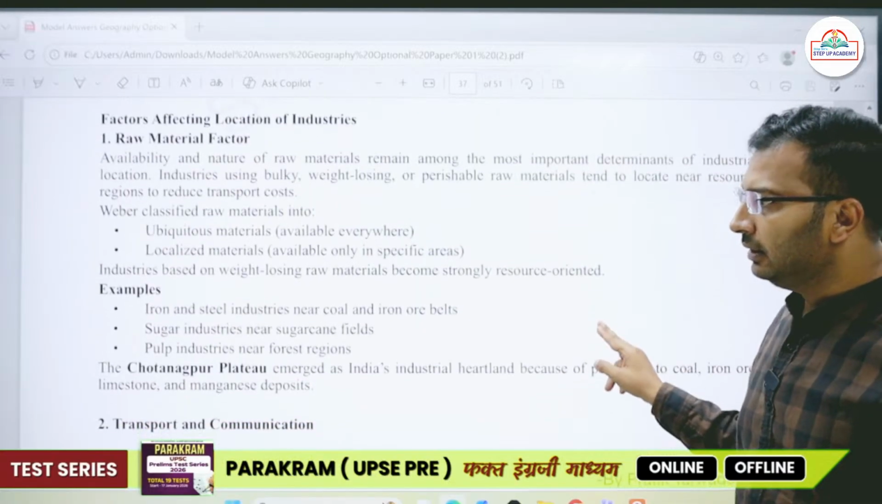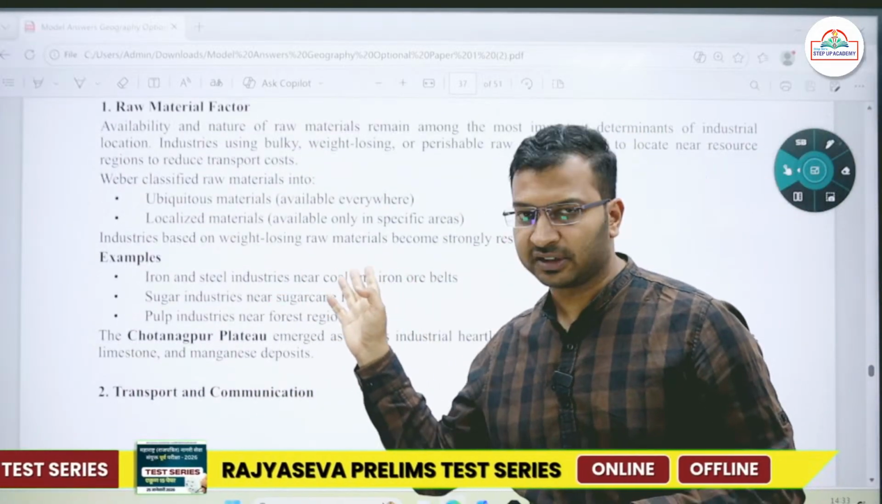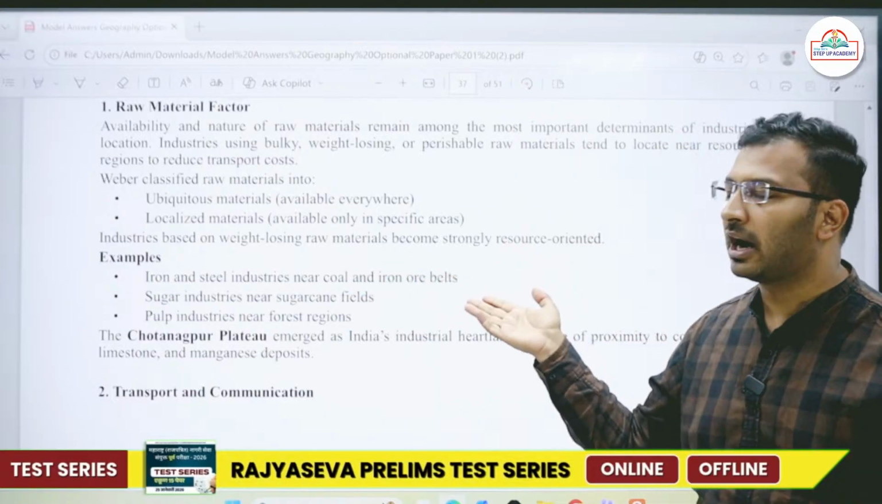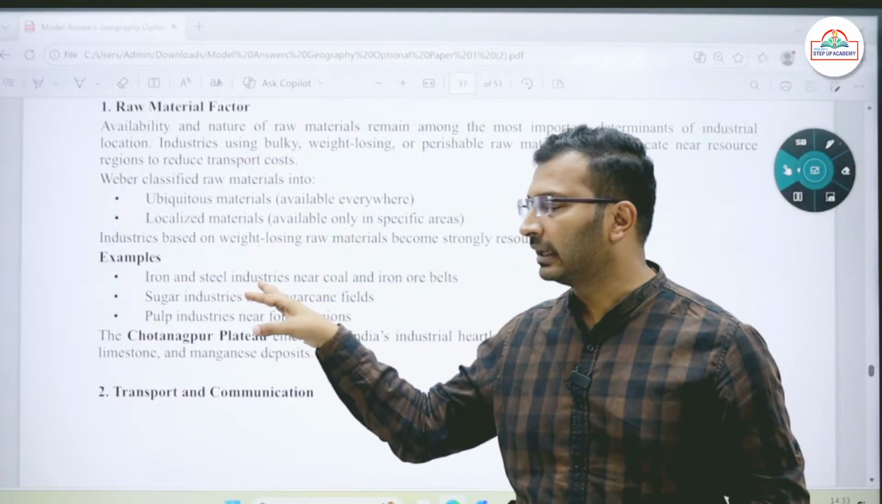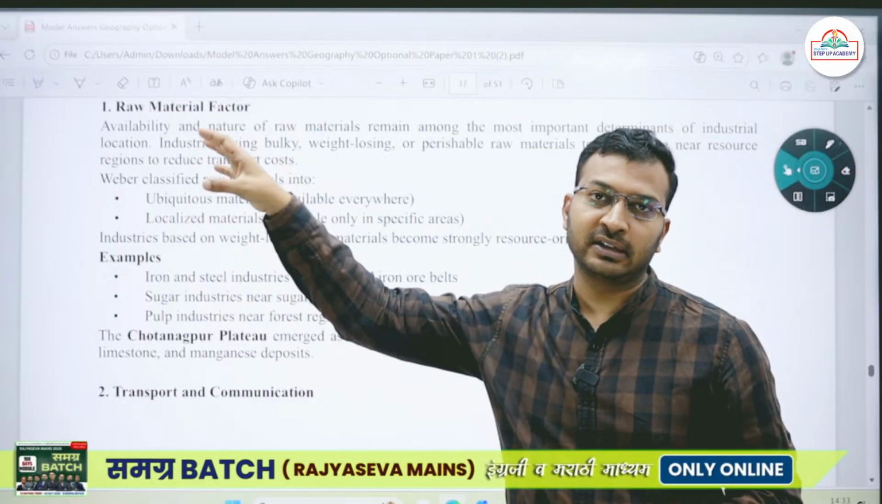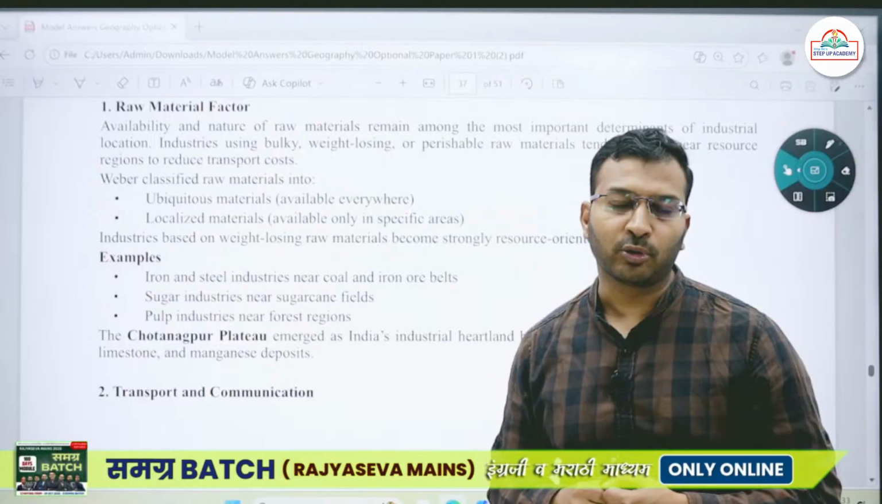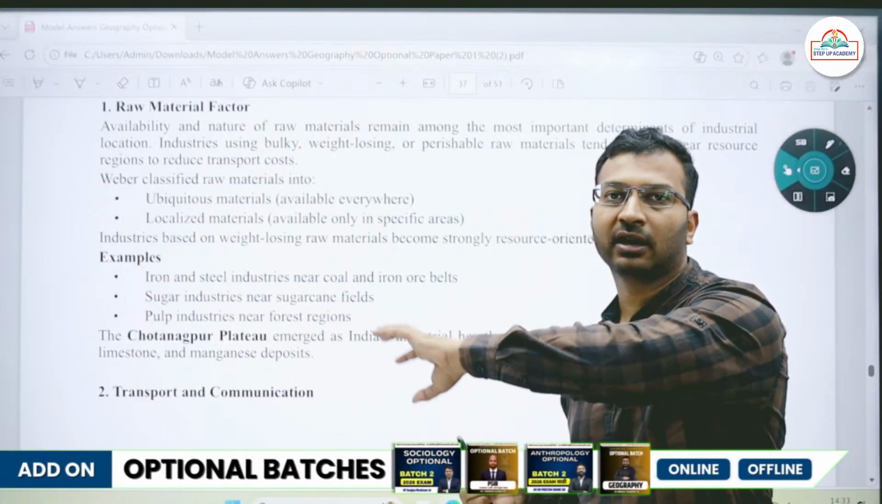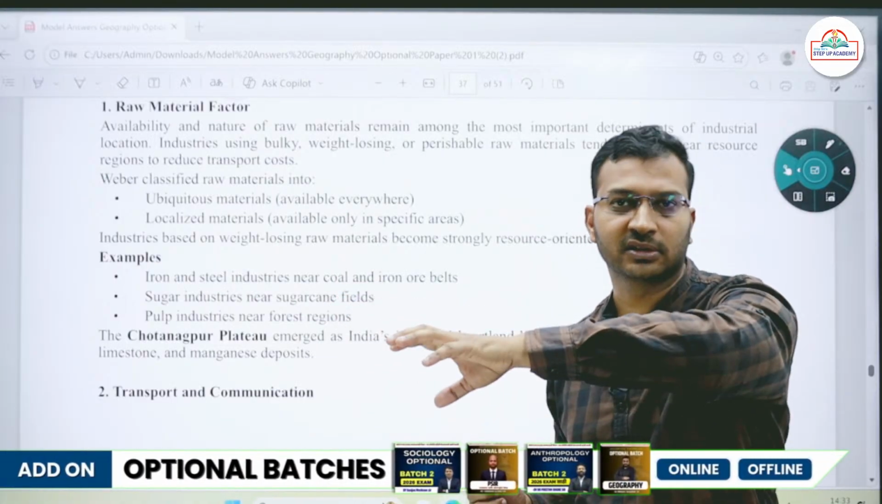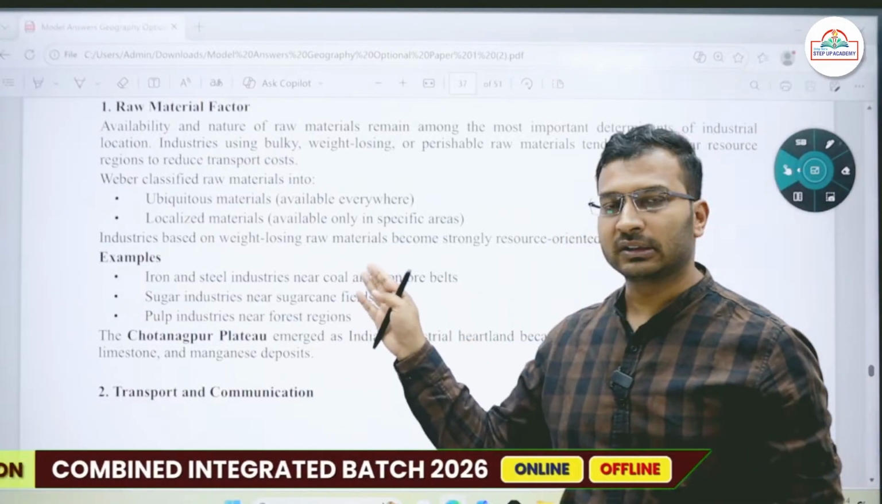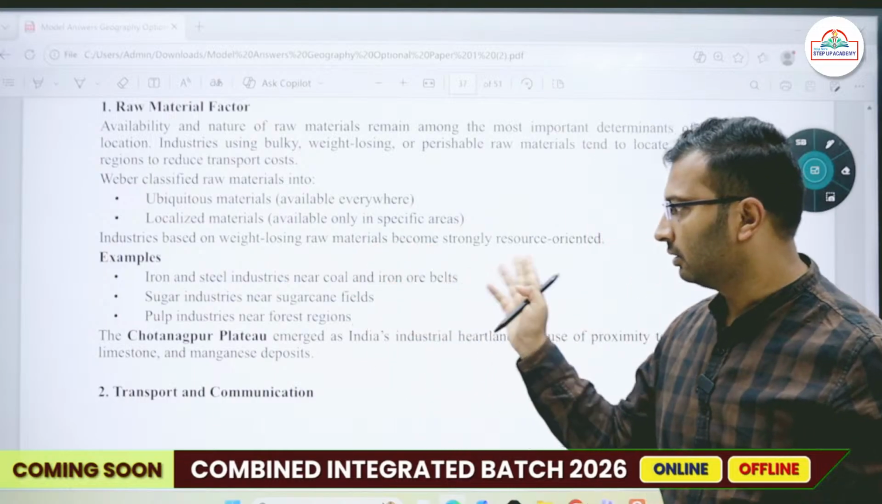Then iron and steel industries require bulky raw material, they require coal and iron ore. So most of the iron and steel industries are located where these raw materials are present. For example, in India, most of the iron and steel industries are located in Jharkhand, Chhattisgarh, or some areas of West Bengal, because there is availability of coal and iron ore belts.